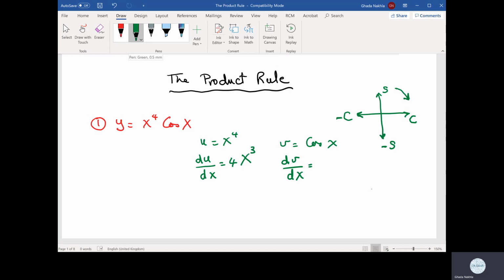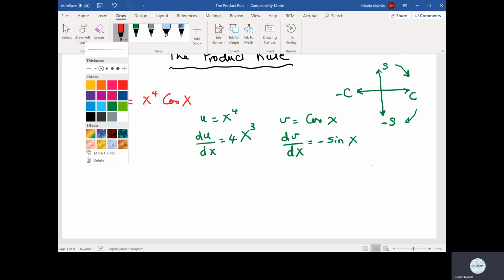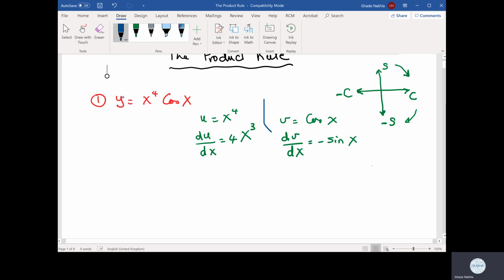Okay, and in this case, we are differentiating cos x. And when you differentiate cos x, you get minus sine x. Okay, and then the product rule means multiplication. Product means multiplication in mathematics, and we are multiplying. So we do a cross sign here, which is the multiplication sign.